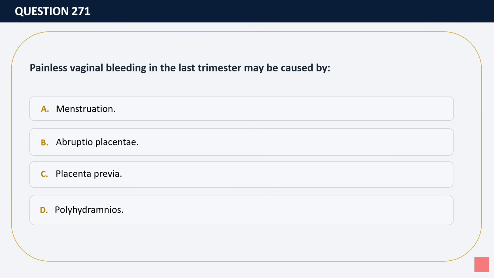Question 271. Painless vaginal bleeding in the last trimester may be caused by A. Menstruation. B. Abruptio placentae. C. Placenta previa. D. Polyhydramnios.